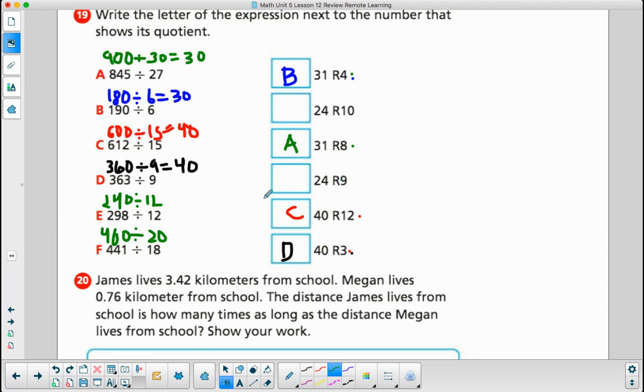So these are my two choices. I know they're both going to be 24. One's going to have a remainder of 9. One's going to have a remainder of 10. Both my divisors are greater than 10, so I can have that 10 as a remainder for either one.